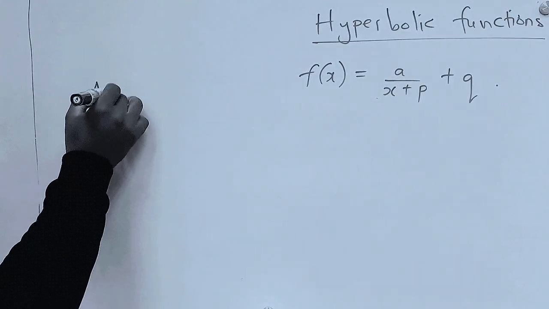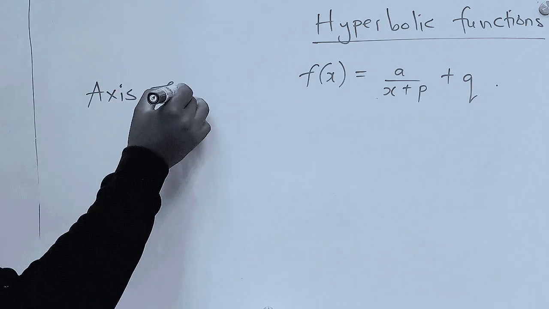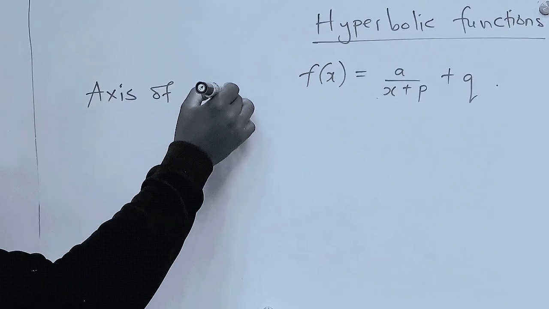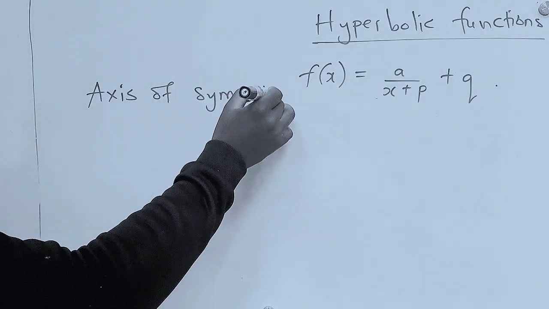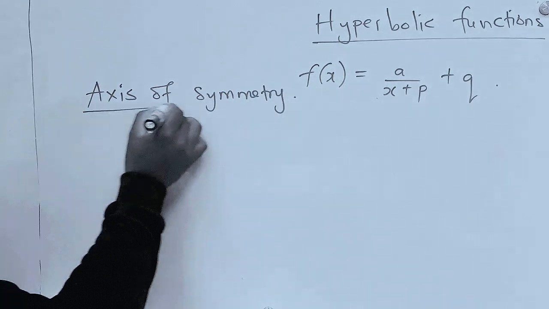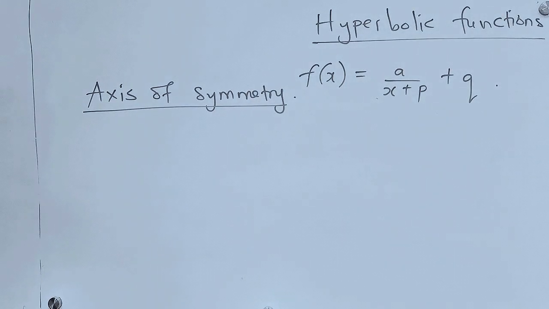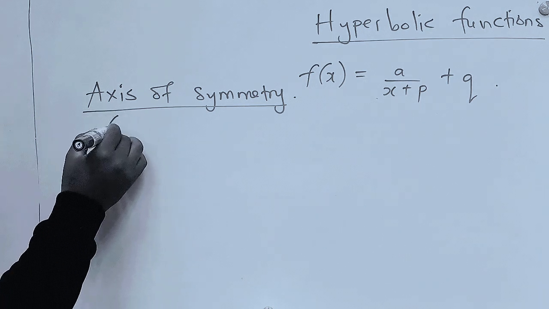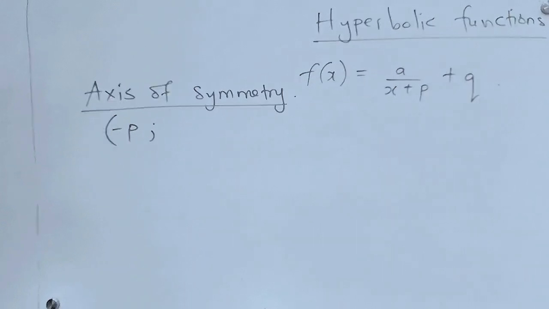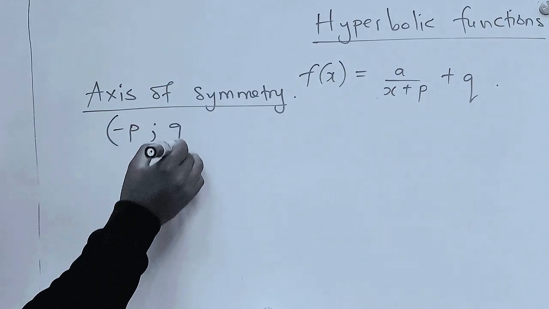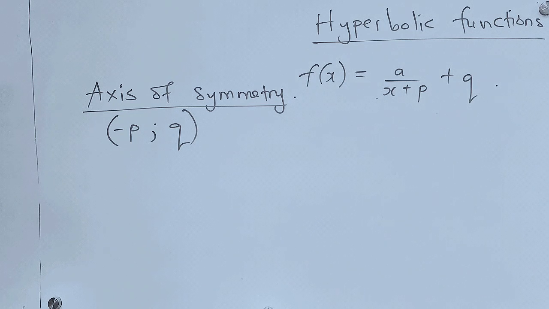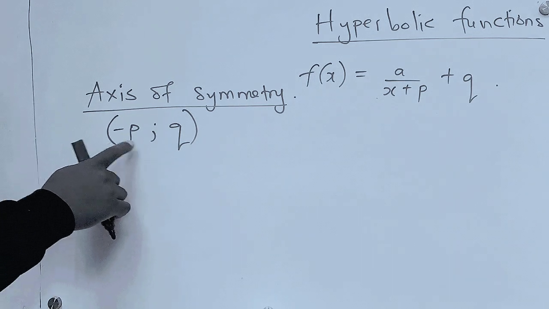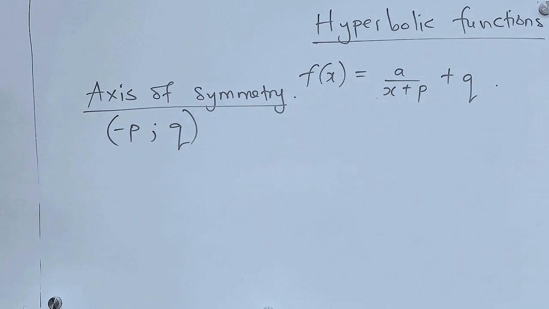Axis of symmetry. This is the point where your asymptote lines meet. So our x asymptote is negative p, and our y asymptote is q. So our axis of symmetry is negative p, q. Those are the coordinates.